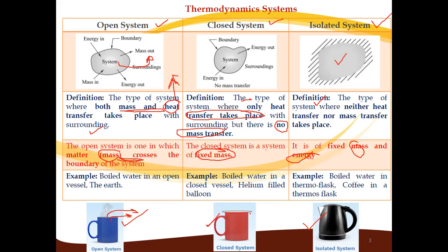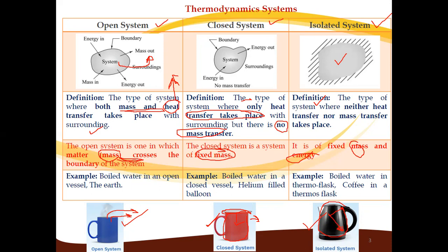So we have a vessel that is closed. In this system, only energy transfer takes place between inside and outside. There is no mass transfer. Mass is constant inside; mass is fixed. In an isolated system, insulation is provided, an insulator. So no energy transfer takes place and no mass transfer takes place.